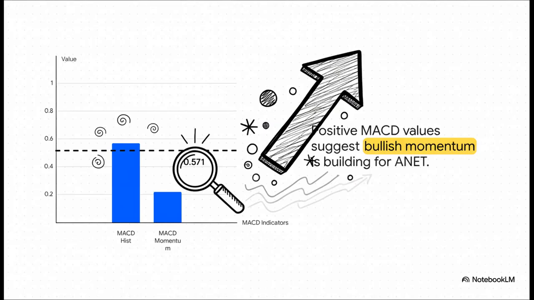Now, let's look at the data. The report shows the MACD histogram for ANET is positive at 0.571. And here's the crucial takeaway. When that histogram is above the 0 line, it signals to analysts that bullish or upward momentum is building. This adds even more weight to the story of that big price jump.